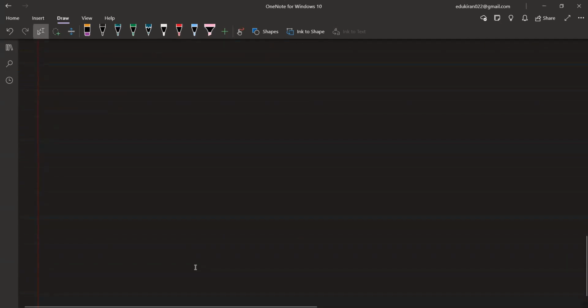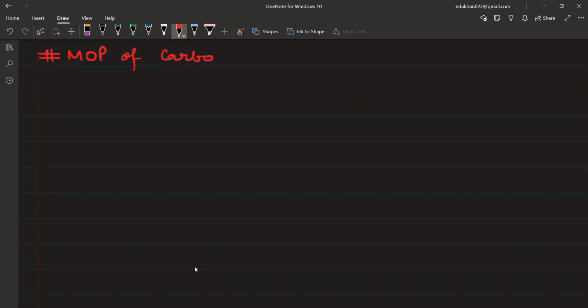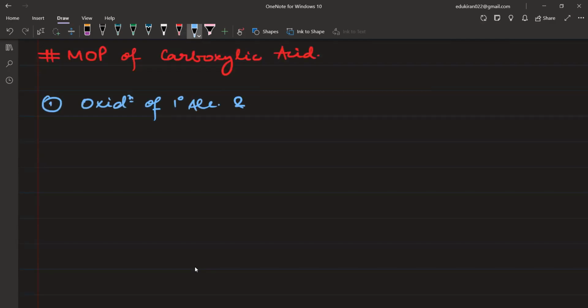Right, next. The method of preparation of carboxylic acid. Now, carboxylic acid can be prepared, if you remember, from primary alcohols and aldehydes using oxidation. If we use an oxidizing agent with primary alcohols and aldehydes, then we are going to get carboxylic acid. So the number one is oxidation of 1-degree alcohols and aldehydes.